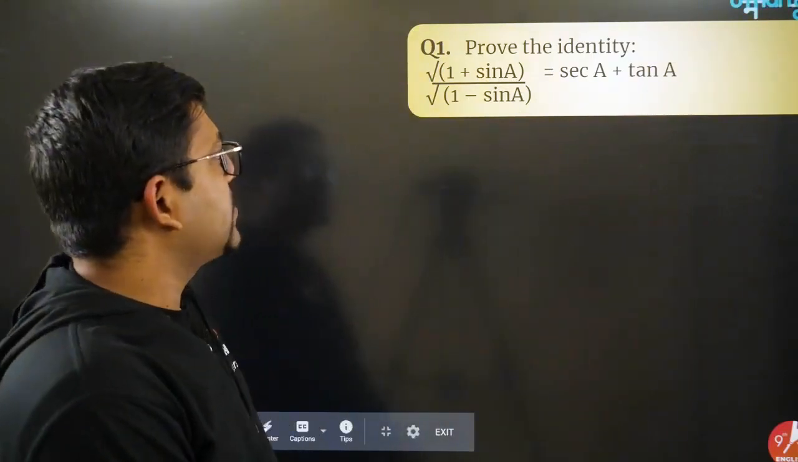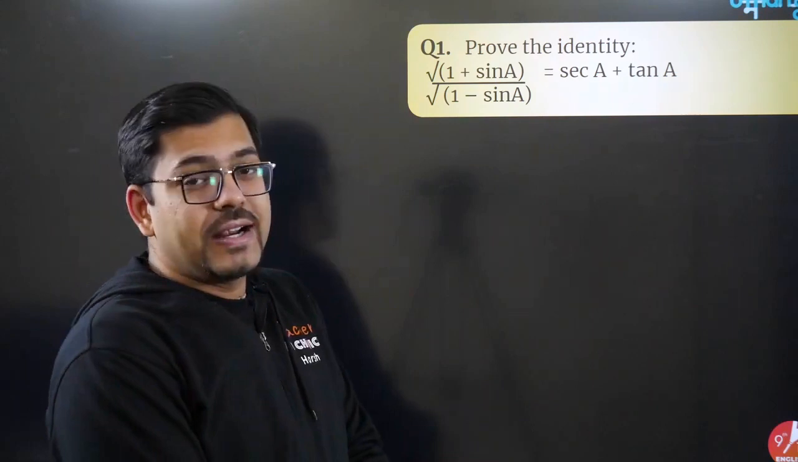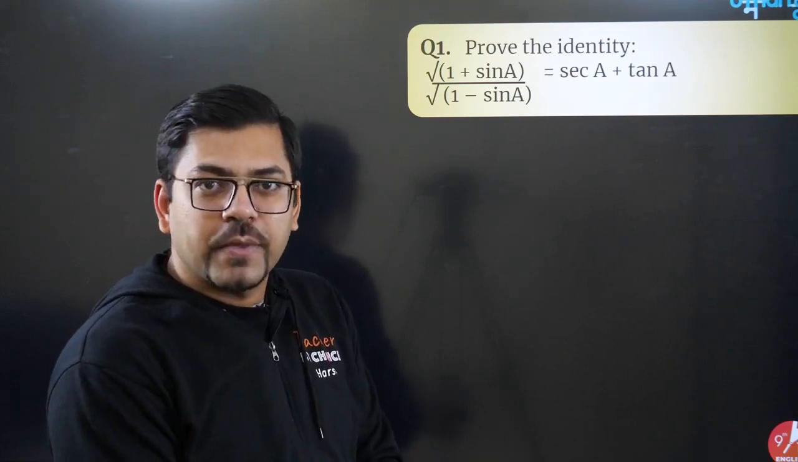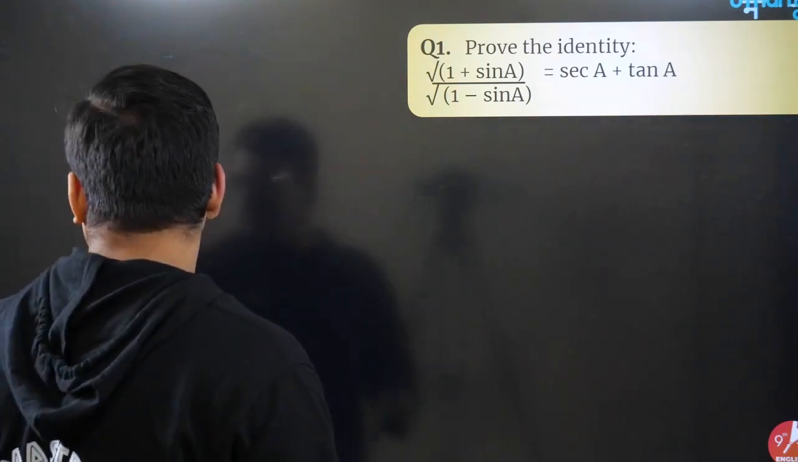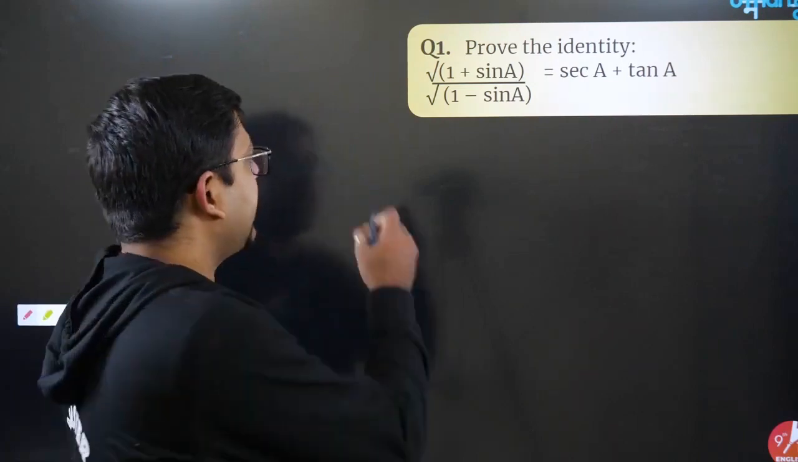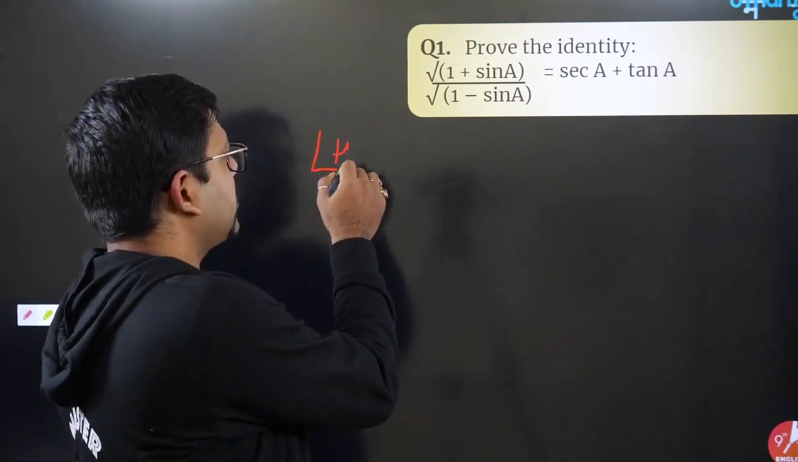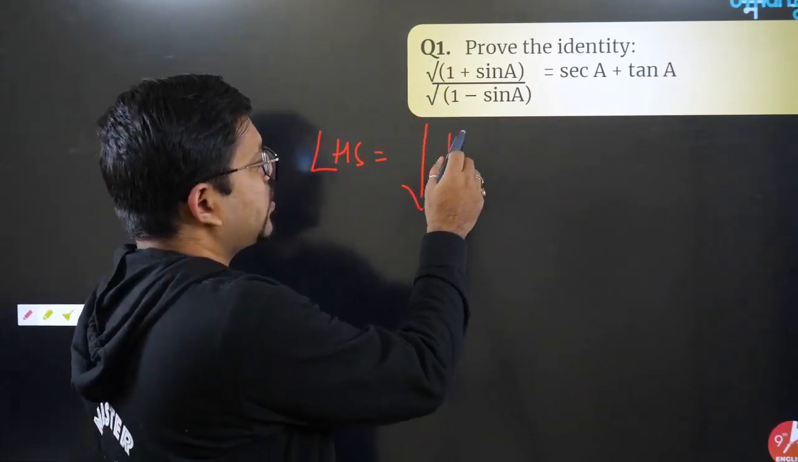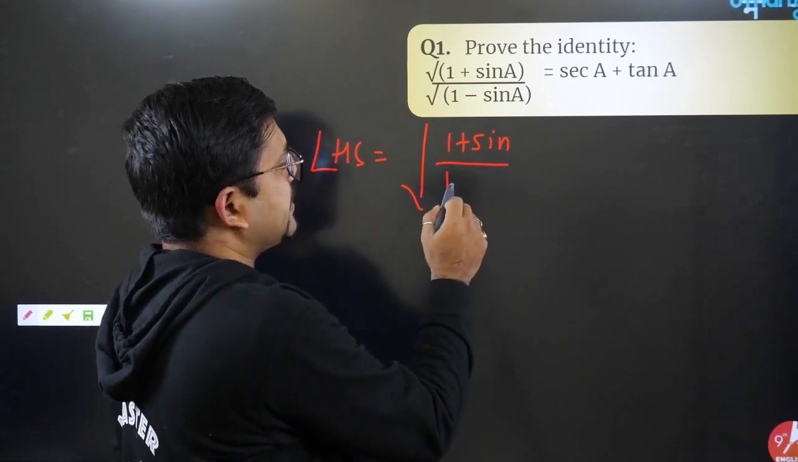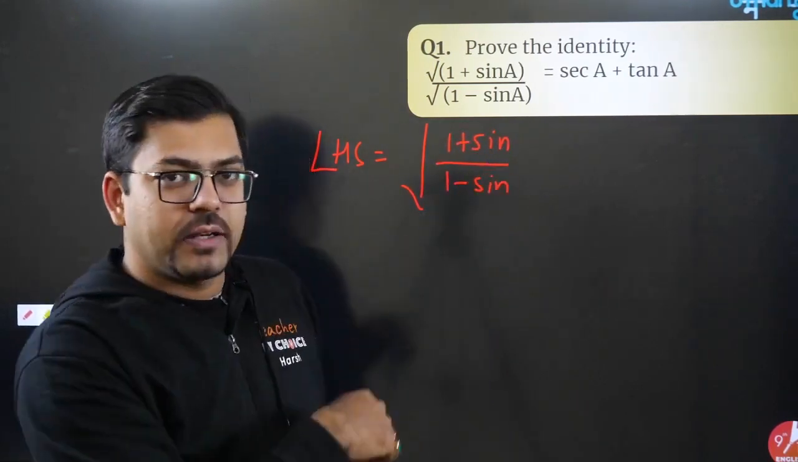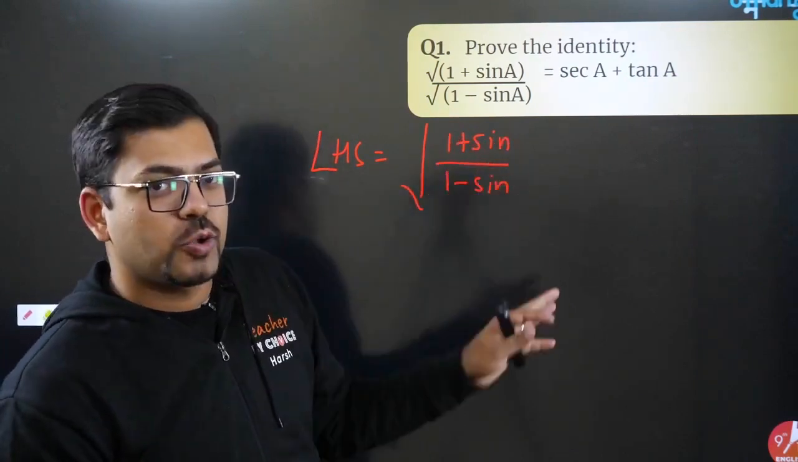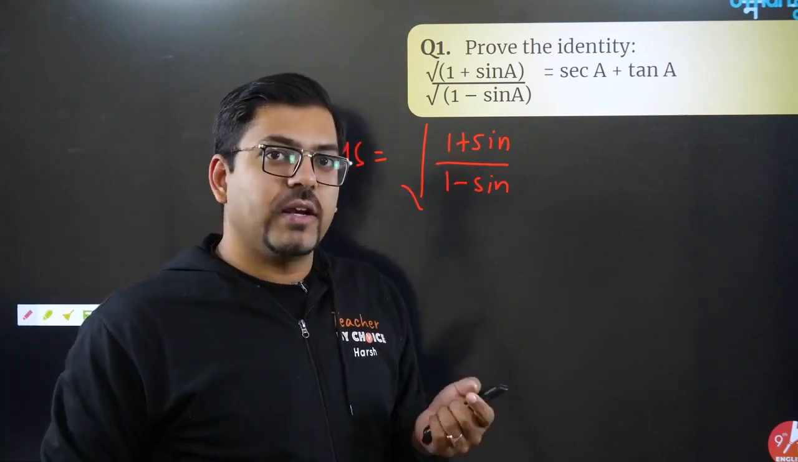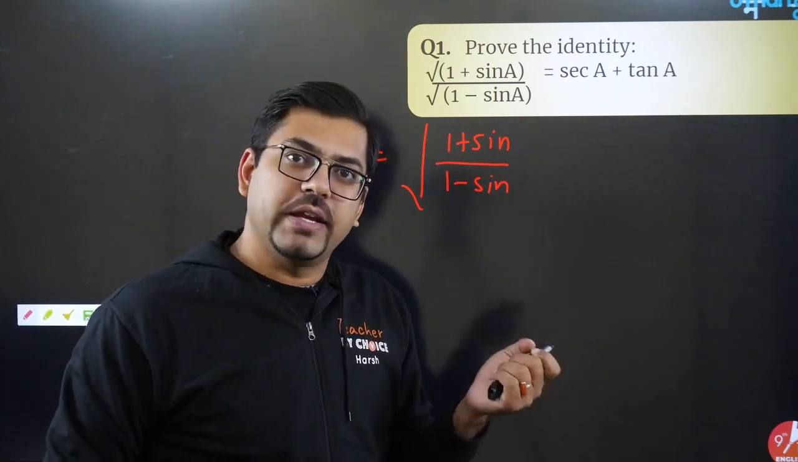The first question says, prove the identity root under (1 plus sine a) upon root under (1 minus sine a) equals sec a plus tan a. Let's discuss the LHS, left hand side. I take one root, because both are roots: root of (1 plus sine a) upon (1 minus sine a). I know I would not be able to solve this further because I don't have any formula. Every formula needs a square.